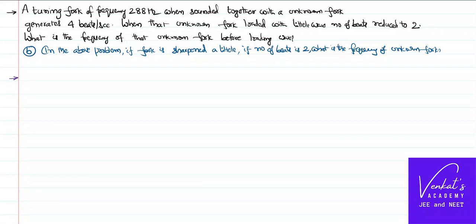In this video, we are solving a problem based on the concept of beats. Let me read out the problem for you first. A tuning fork of frequency 288 Hz. One frequency is given for you. When sounded with an unknown fork, gives 4 beats per second. Let us stop there for a while and try understanding what he meant to say.